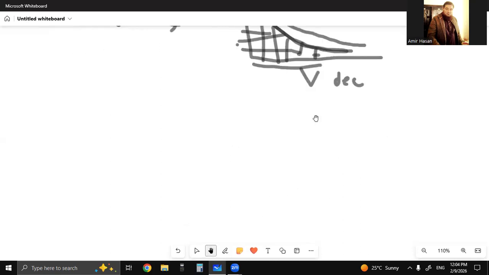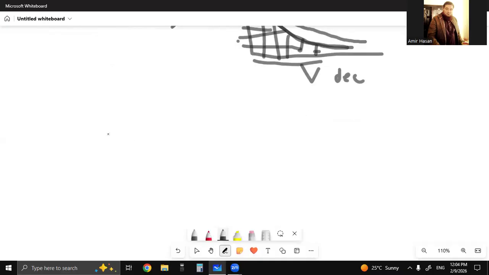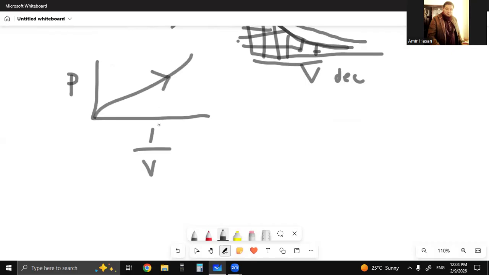When we make a graph between P and 1 upon V, this is the direct graph. The quantity 1 upon V and P are directly proportional. It means when pressure is applied and volume decreases, pressure and volume are basically inversely proportional.